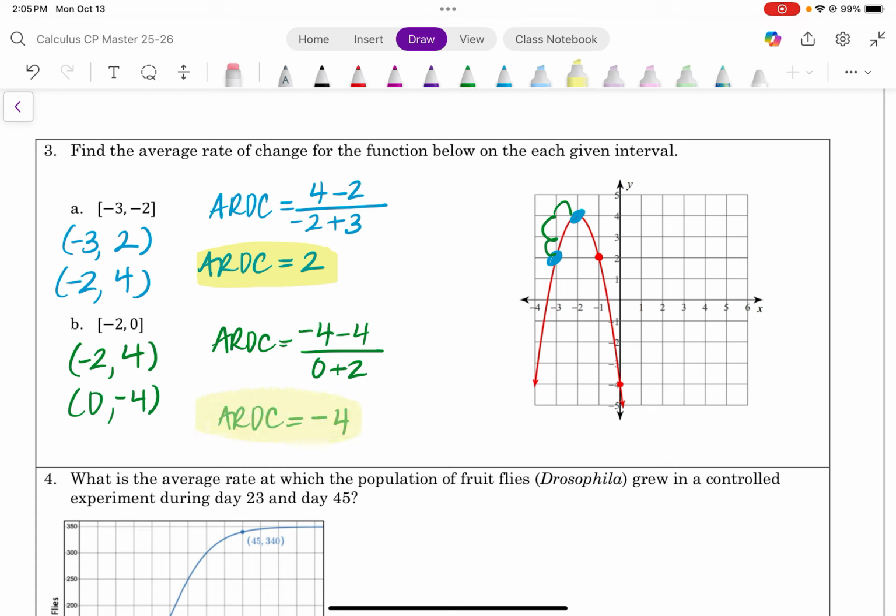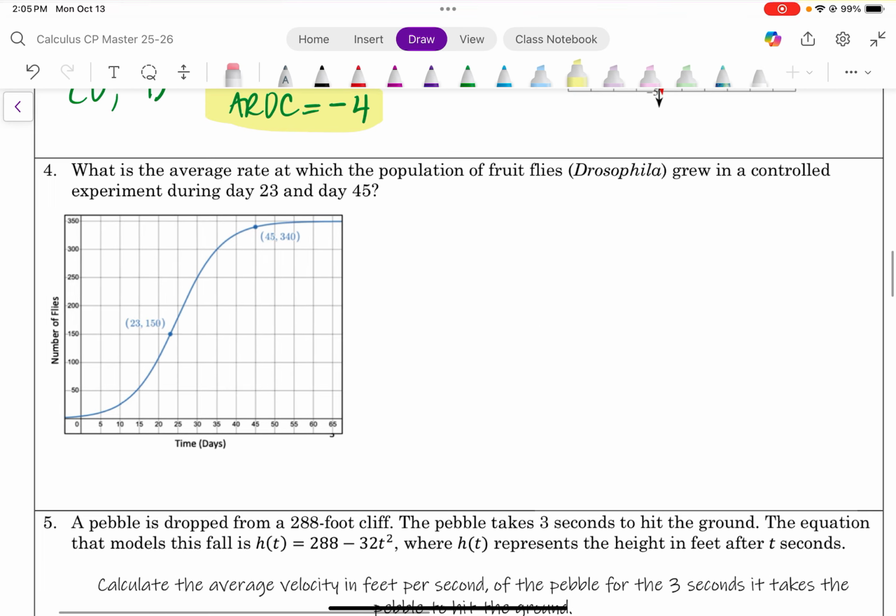Having a picture should make your life easier rather than more difficult. As you move forward, there might be some word problems occurring as well. So in question 4, you see the average rate at which the population of fruit flies grew in a controlled experiment between 2 different days. These 2 days are considered the x values, and you can see the given y values are stated from the graph. So to find the average rate of change, all I have to do is go directly to that formula.